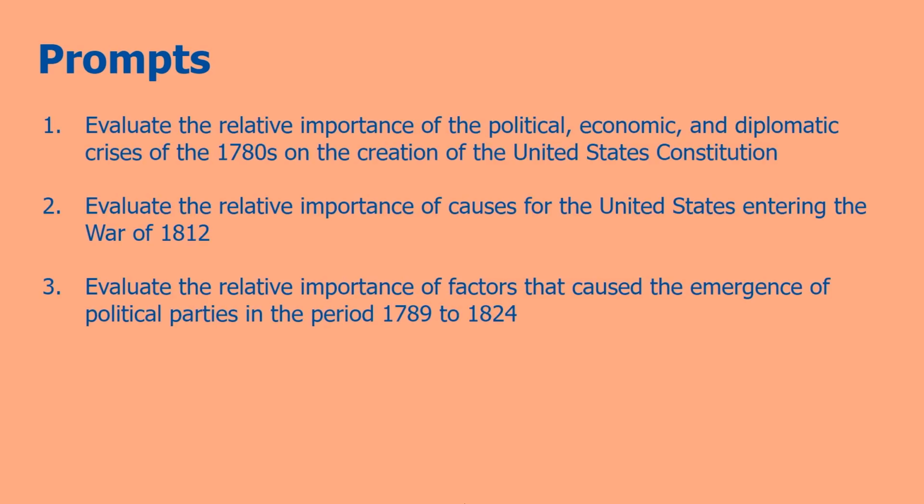The first thing you want to do is identify what type of prompt format these are. These are of the causation format. The first one is evaluate the relative importance of the political, economic, and diplomatic crises of the 1780s on the creation of the United States Constitution. The second one is evaluate the relative importance of causes for the United States entering the War of 1812. And the last one is evaluate the relative importance of factors that caused the emergence of political parties in the period 1789 to 1824. Now, I strongly encourage you to practice on or at least think about every single one of these prompts, but for this video, I'm going to be doing the second prompt.